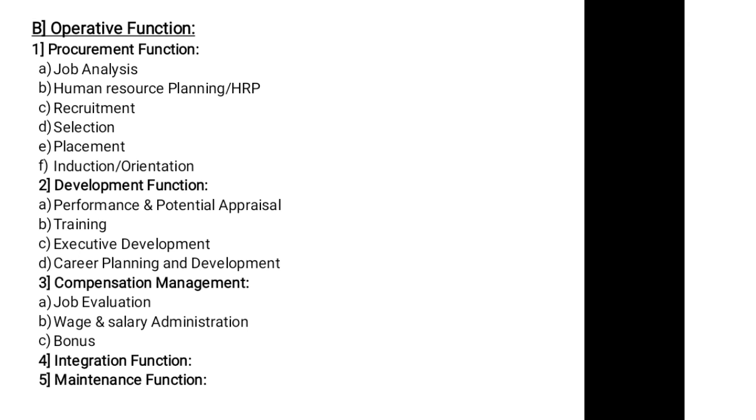The next function is the development function. Human resource development is the process of improving the knowledge, skills, aptitude and values of the employees so that they can perform better in the organization. Now, how can one improve the knowledge, skills and abilities of the employees? Definitely through this development function. In the organization, development function can take place by conducting 4 activities.